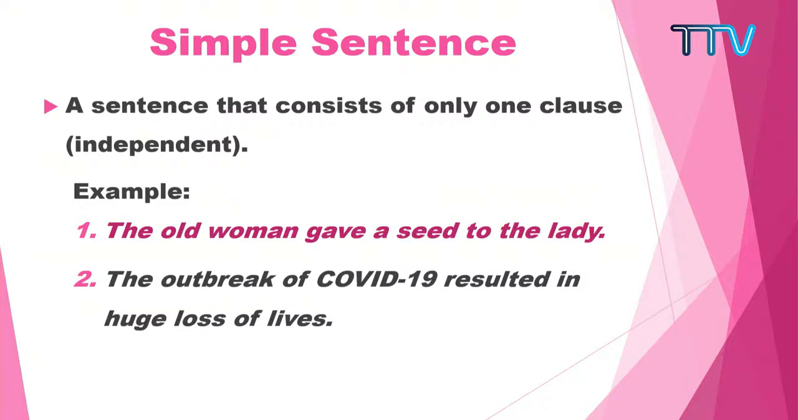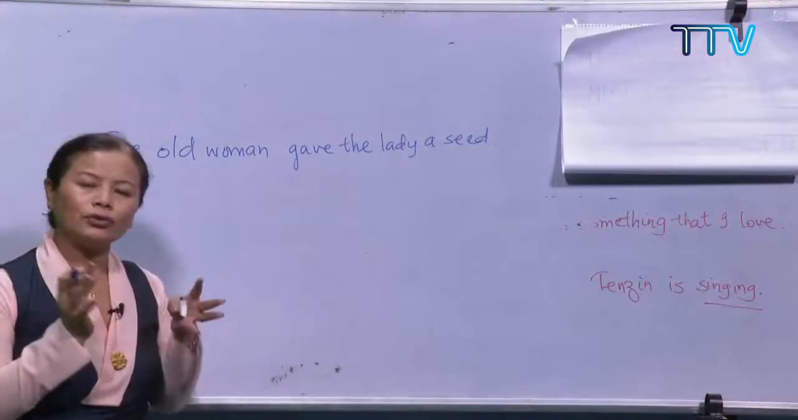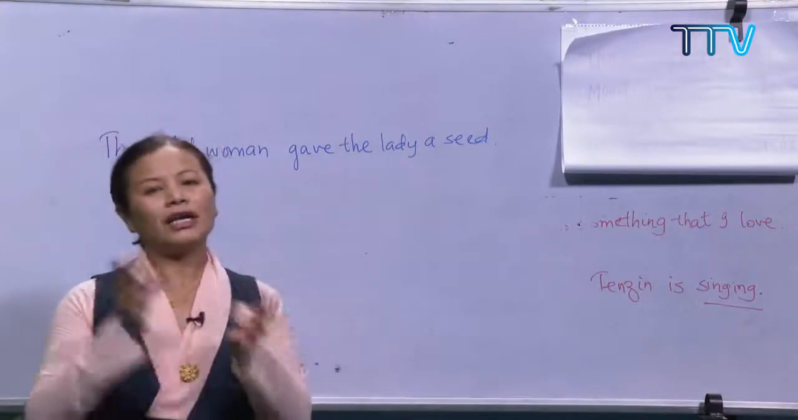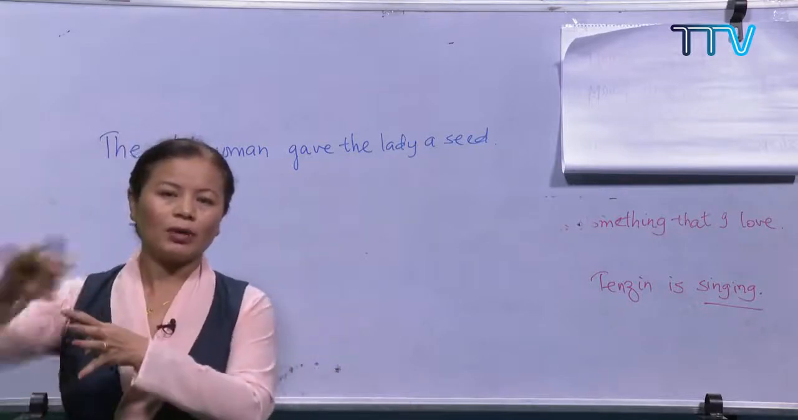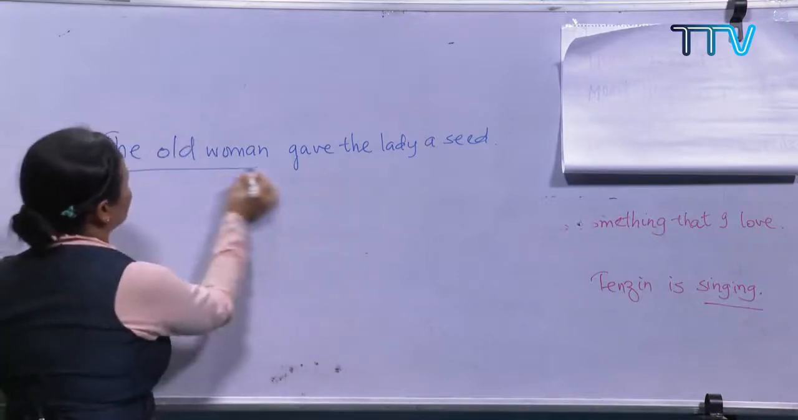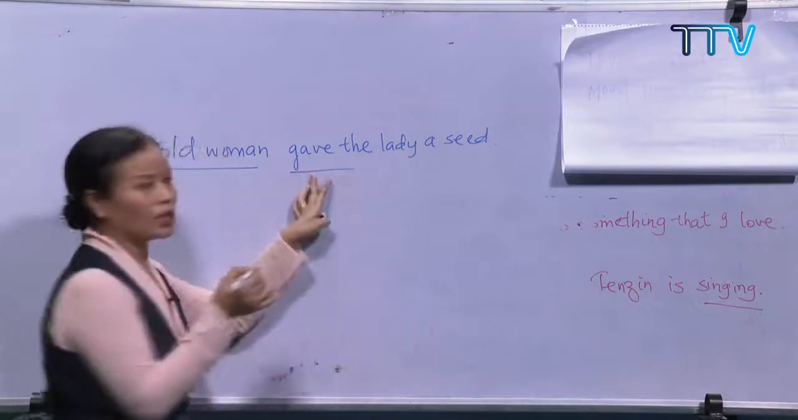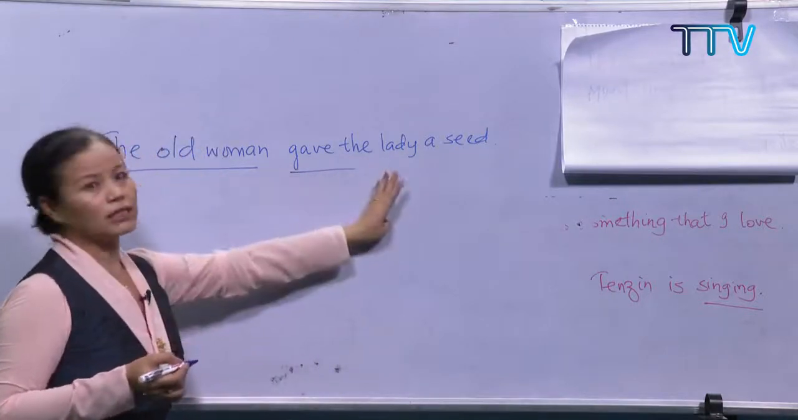Okay, the first example was the old woman gave the lady a seat. Okay, so what you need to understand is that a sentence consists of a subject and predicate, right? A subject and verb, and the words that modify it, isn't it? So the old woman here is the subject, clear? And gave the lady a seat. This is the verb, gave. The old woman gave the lady a seat.